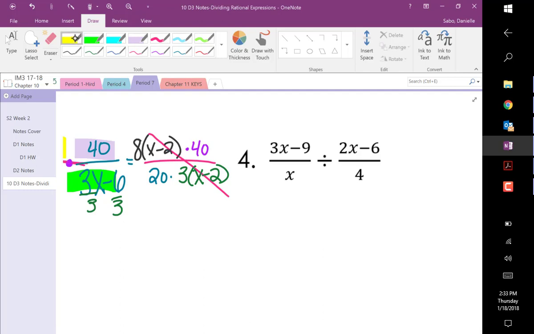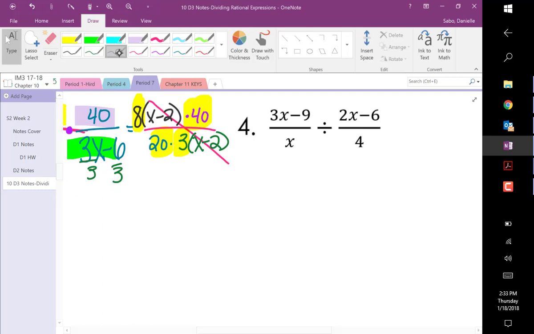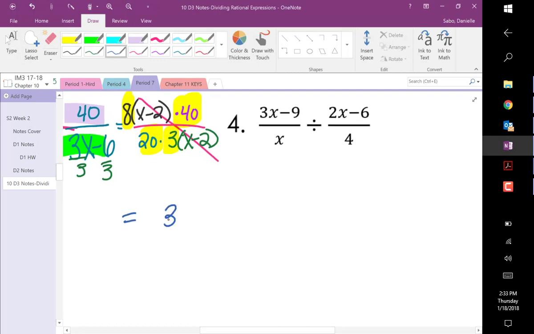I take my highlighter and highlight what's left over. 8 times 40, and then 20 times 3. Because now we're just working with numbers. We don't even have letters anymore. What is 8 times 40? What's 8 times 4? Yeah, 320. Good. Why? Because 8 times 4 is 32, then add a 0 to it because it's 40. That's a good trick. On the bottom, what's 20 times 3? 2 times 3 is 6, and then add the 0, so I have 60.